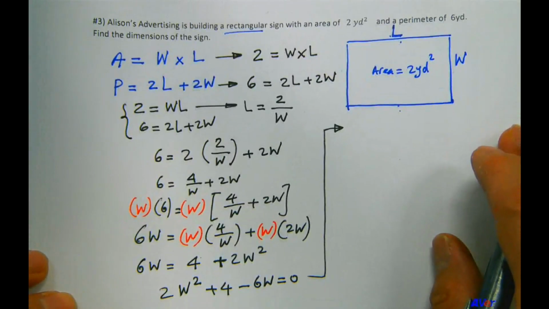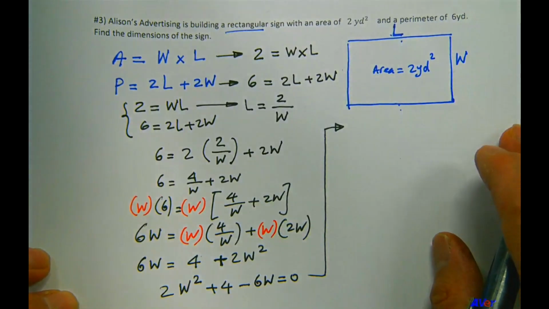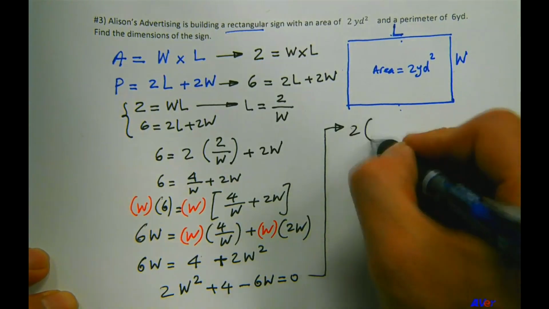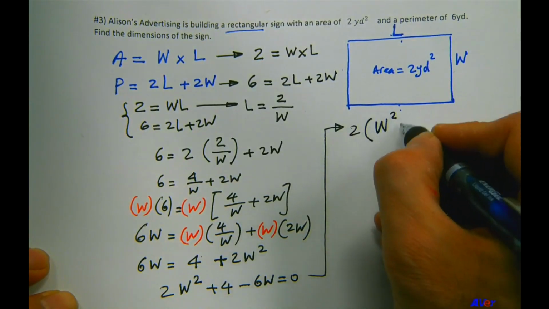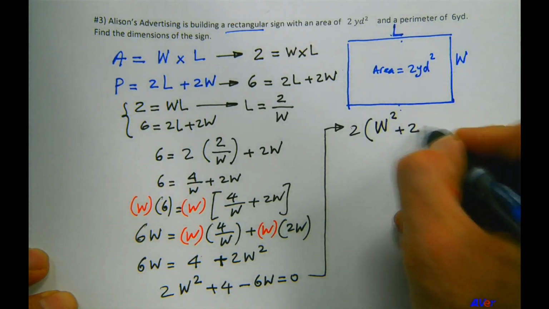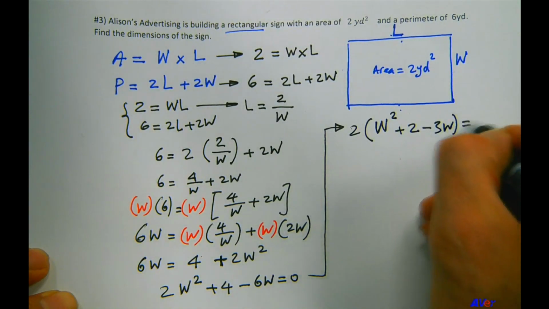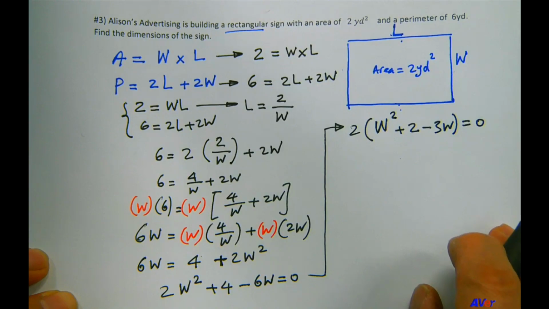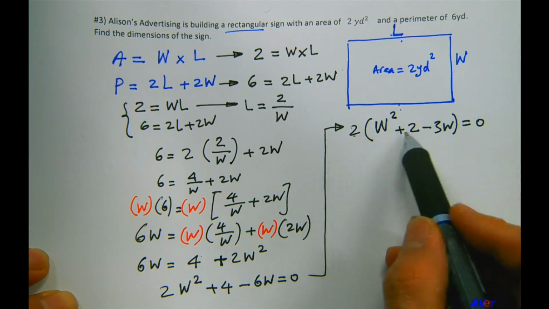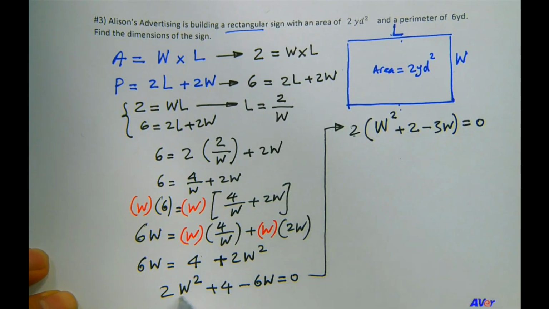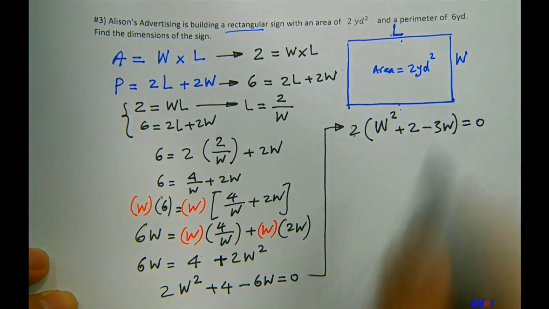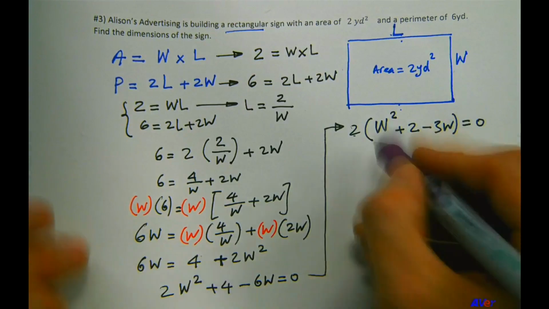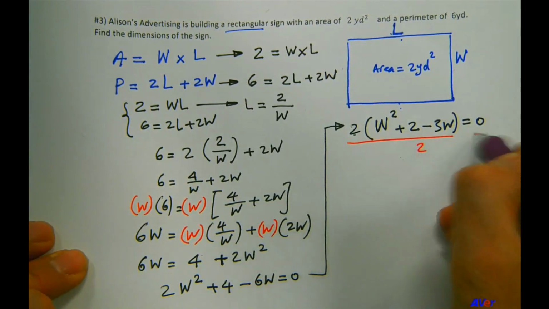All right, so this is like that. Factoring the 2 out, we get 2(W squared + 2 - 3W) equals 0, right? If you distribute the 2 into this, you get this back, 2W squared plus 4 minus 6W. So this is okay. Now let's divide both sides by 2.